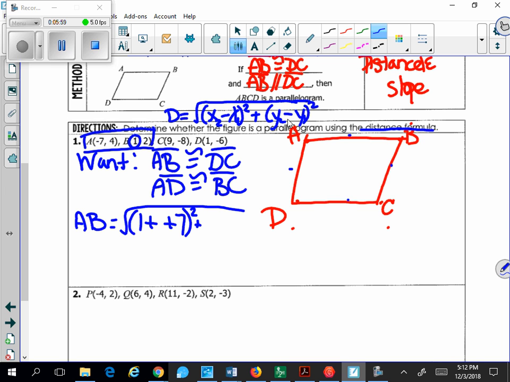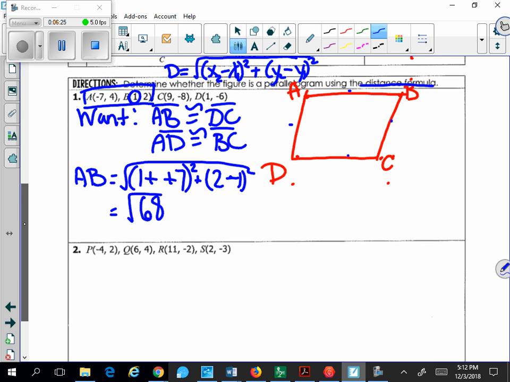So I'm going to say 1 minus negative 7, that turns into a positive, squared, plus 2 minus 4 squared. And then I'm just doing that math. So when I do that math out, you're going to get AB equals the square root of 68.